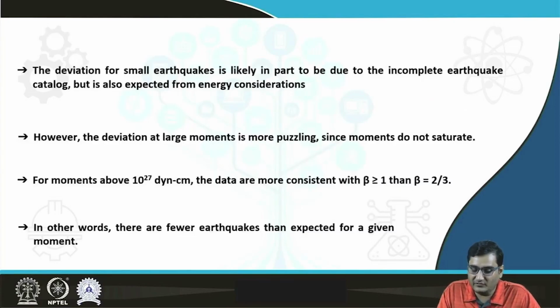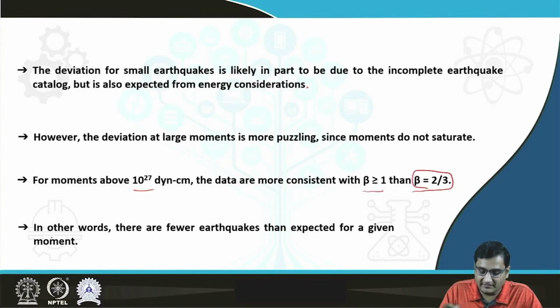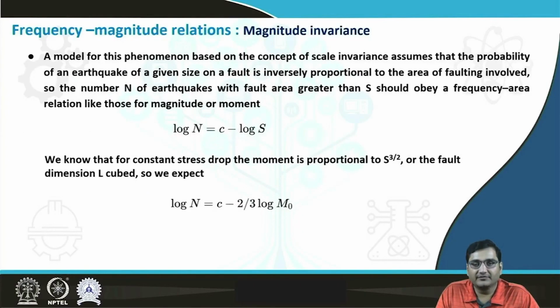The deviation for a small earthquake is likely in part to be due to the incomplete earthquake catalog, but is also expected from energy considerations. However, the deviation at the large moments is more puzzling since moments don't saturate. For moments above 10 to about 27 dyne centimeter, the data are more consistent with beta greater than or equal to 1. Then beta is equal to 2 by 3. In other words, there are fewer earthquakes than expected for a given moment.